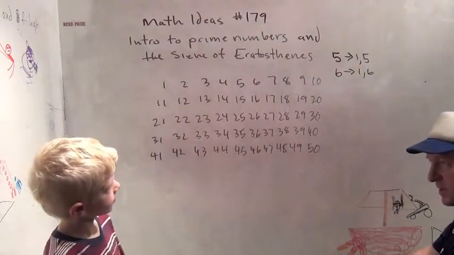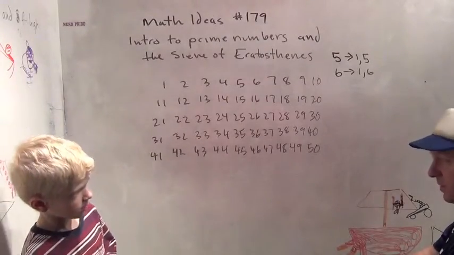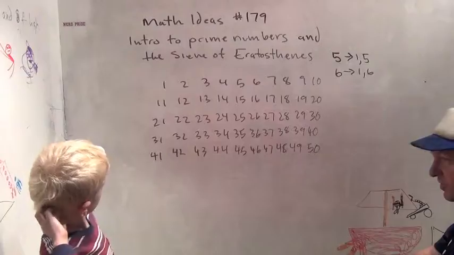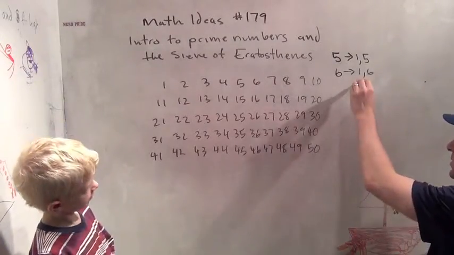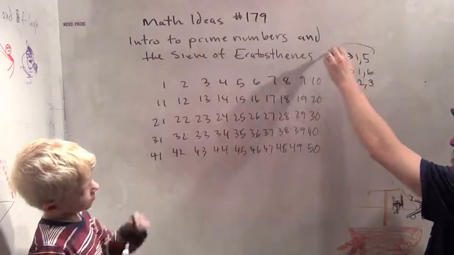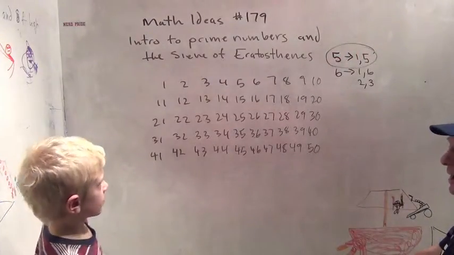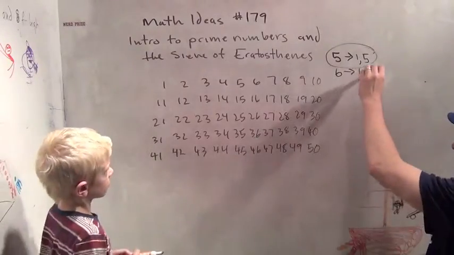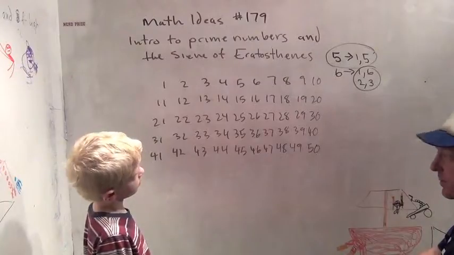What else goes into 6? Not 3 and 3. What other two numbers multiply together to be 6? 2 and 3, right. So some numbers are special and only have 1 and that number that go into them. And other numbers have more numbers that go into them.